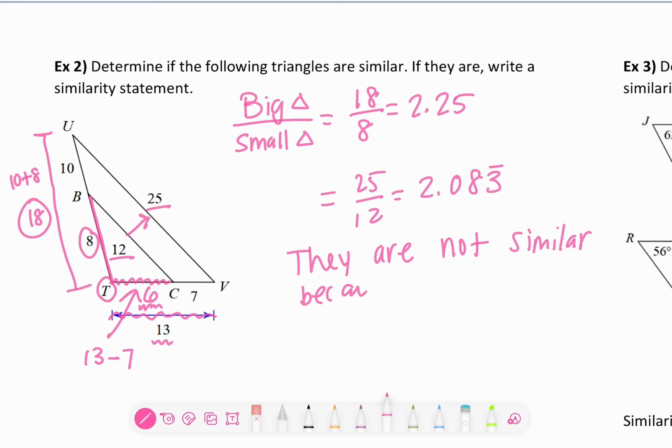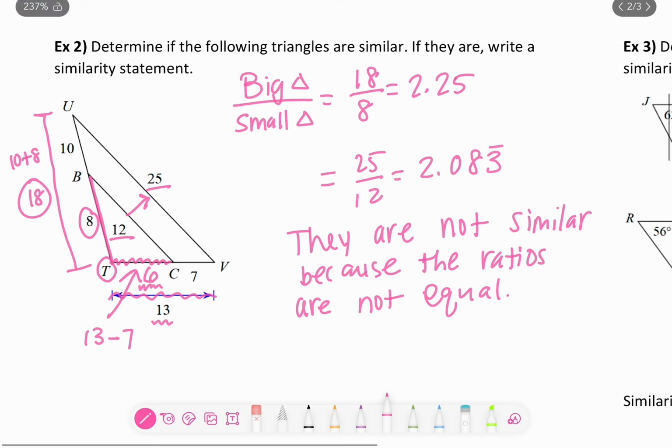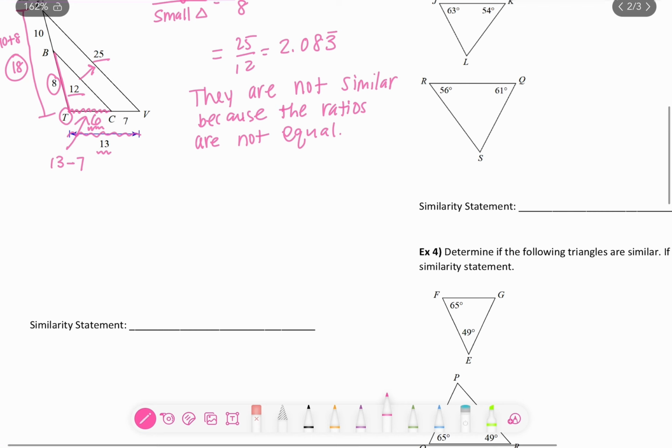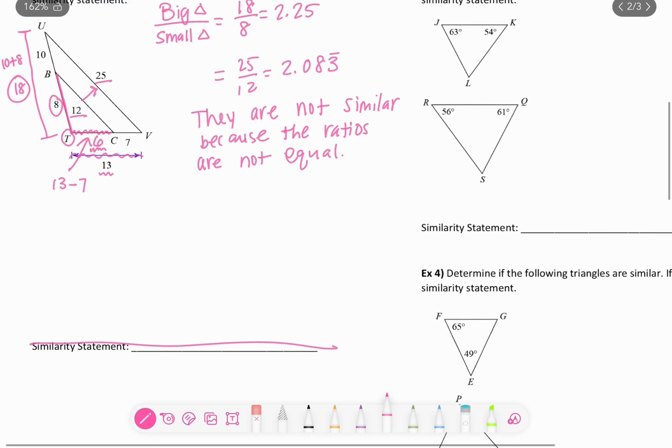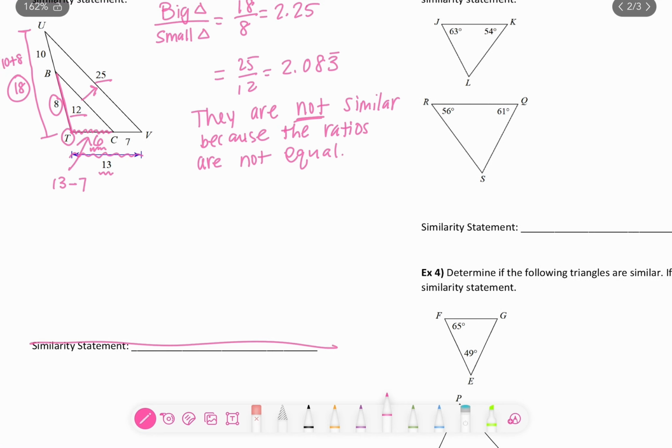Because the ratios are not equal. Okay? So in that case, there is no similarity statement. I'm going to cross it out. No similarity statement. If they are not similar, there is no similarity statement.